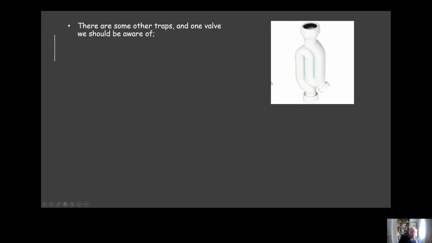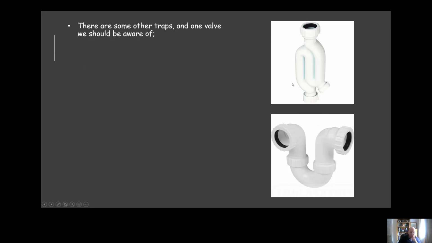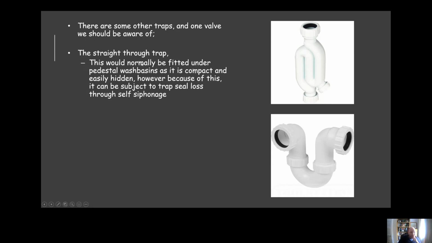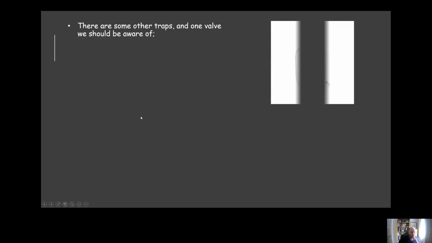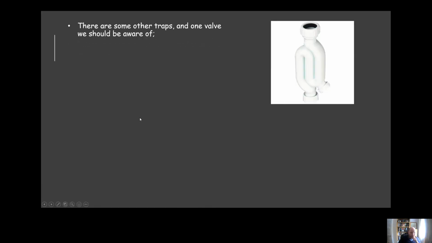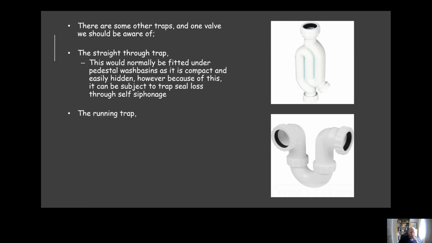Some other traps we need to be aware of. Some people call it a straight through trap, but it essentially acts like an S trap as well. Might be fitted under pedestal wash basins. It's compact, it's easily hidden. But it can be subject to self-siphonage.